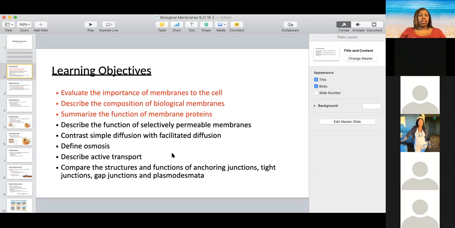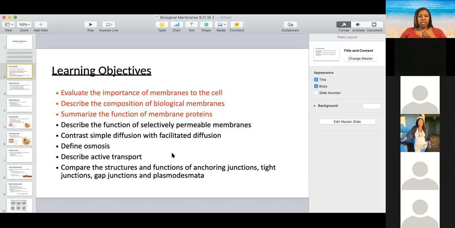All right, the second thing we want to be able to do today is to describe the composition of biological membranes. This cell membrane can sometimes be referred to as a biological membrane, because we're talking about the cell in the context of living things. Composition just means what it is made up of. What is the structure of this cell membrane? We're going to talk about the phospholipid bilayer. And lastly, today we'll talk about some of the functions of these membrane proteins.